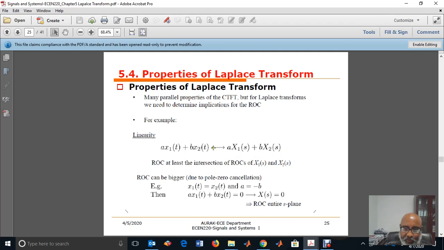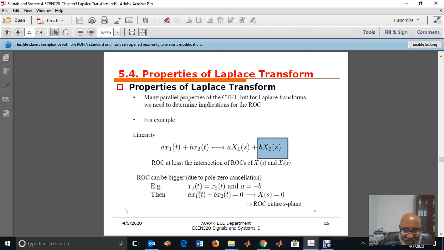What about the region of convergence of the overall signal? The region of convergence will be the intersection of the region of convergence of x1(s) and the region of convergence of x2(s). Region of convergence can be bigger due to pole zero cancellation. That means bigger than one of them. So if the region of convergence of one of them is R1, the other one is R2, normally it is R1 intersection with R2, but it can be bigger if there is pole zero cancellation.